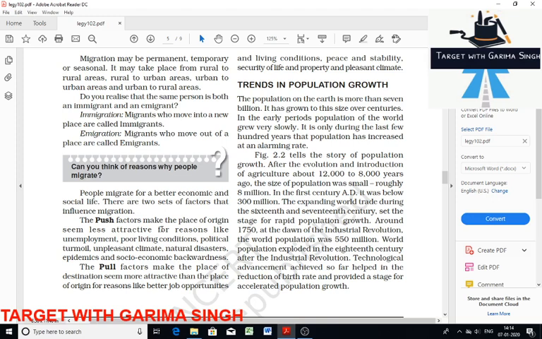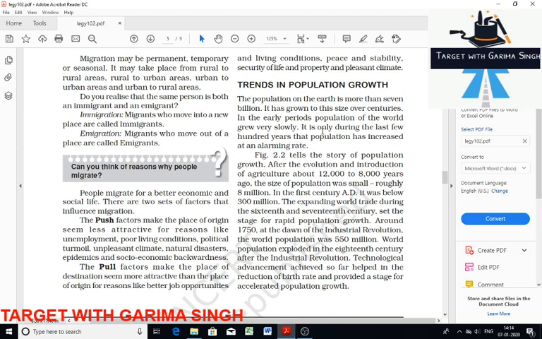Pull factors: people come to a particular place due to pull factors. Pull factors make the place of destination seem more attractive than the place of origin for reasons like better job opportunities and living conditions, easy living and stability, security of life and property, and pleasant climate. So we basically, Scandinavian countries are the best. Then, in case of better job opportunity, security of life, property, pleasant climate, their climate is not pleasant but security is there.